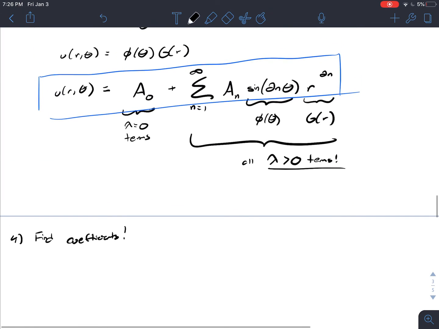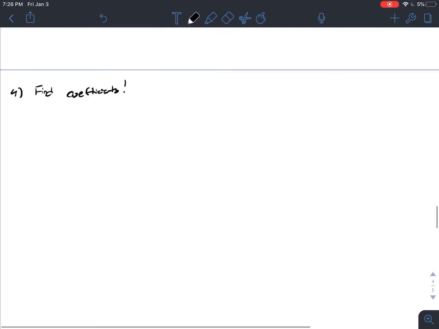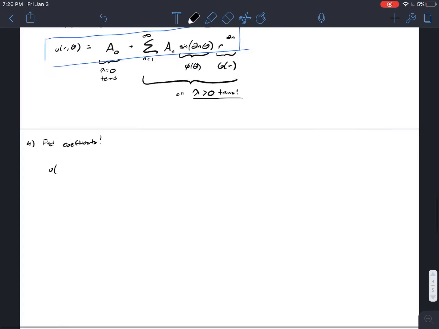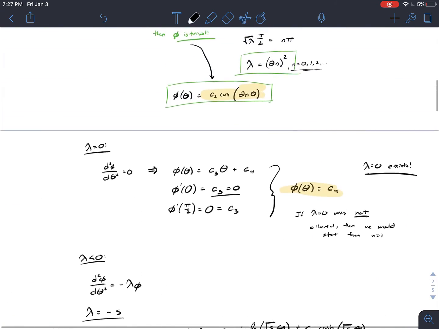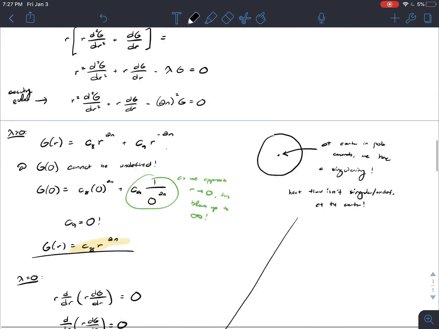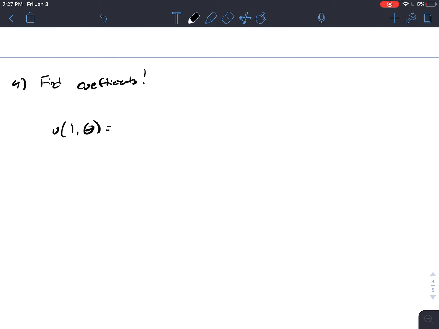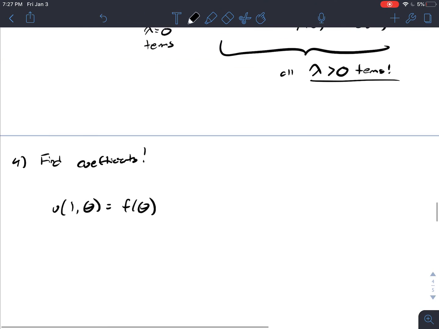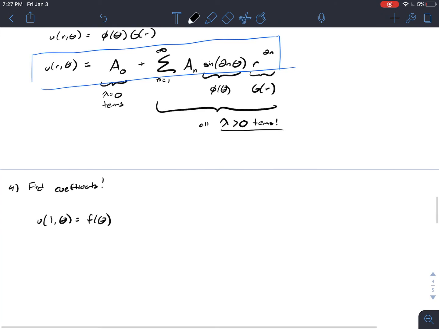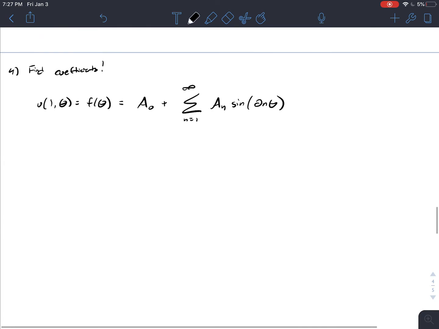And going back to the orthogonality principle again, we're going to simply do what we've done before. So the initial condition, or boundary condition, because there's not really time in this case, so we could just call it a boundary condition, u of 1 theta is equal to f of theta. So if we plug in 1, f of theta is equal to a0 plus the summation from n equals 1 to infinity of an sine 2n theta times 1. So 1 to any power is just 1, so we can just leave that out.